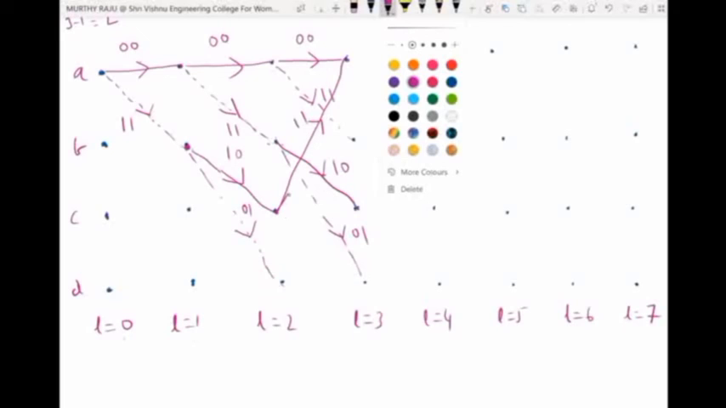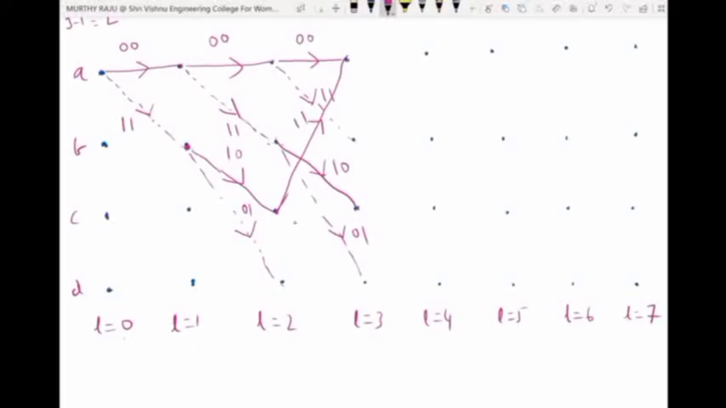C to B with output 0 0. Next D to C, 0 1. D to D, 1 0. The same structure is repeated up to L is equal to 5.